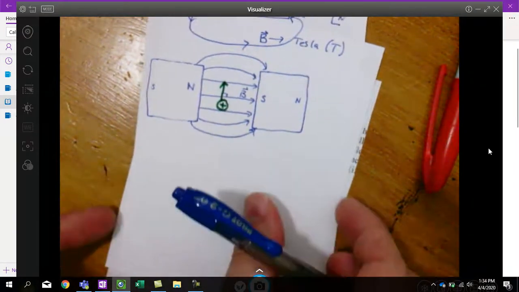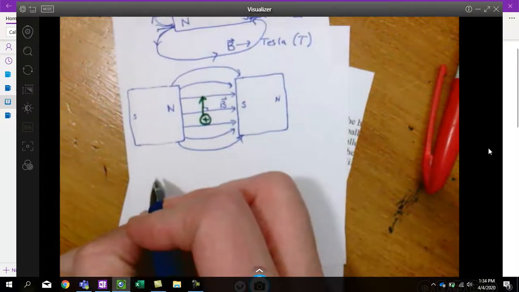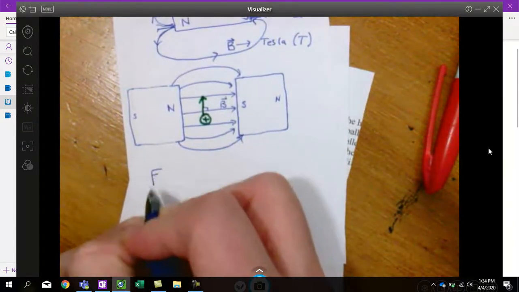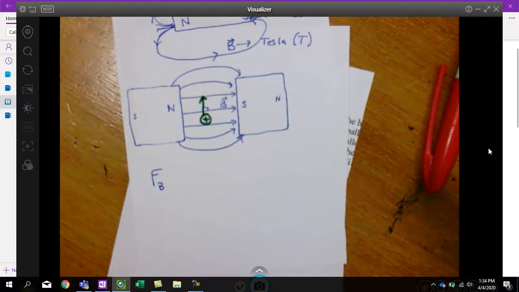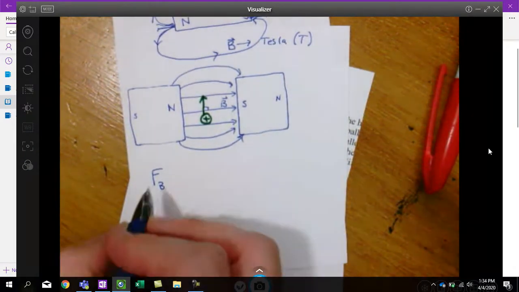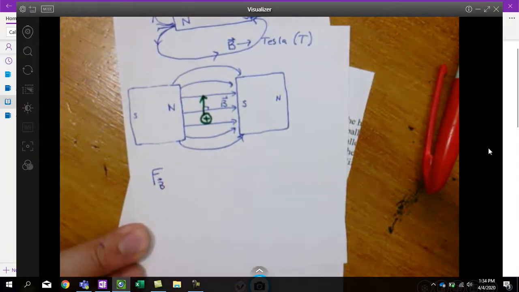I'm a little tilted here. Bear with me a little bit. But the magnetic force, or FB, and guys, I know we used FB for buoyancy earlier in the year. We'll put a little arrow on it to give it a direction.